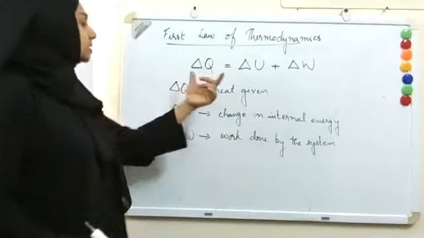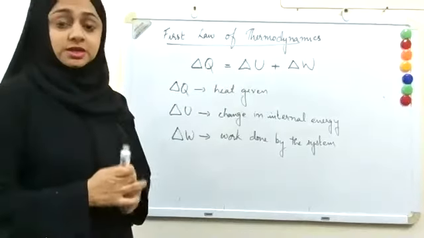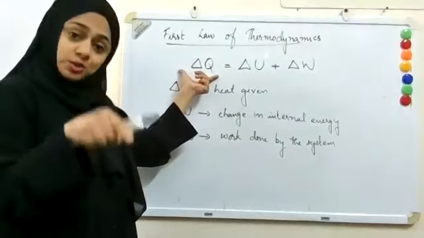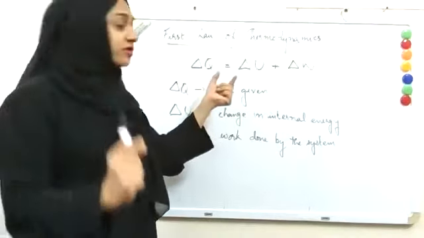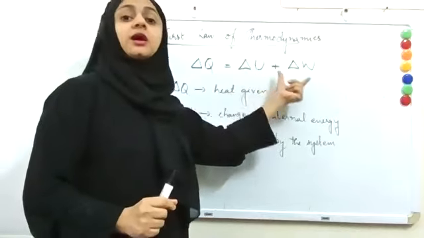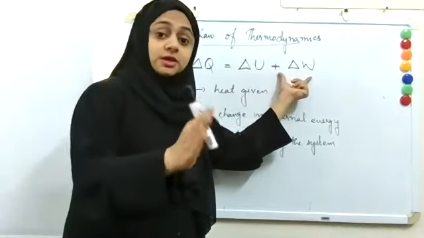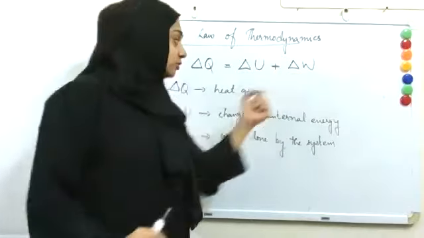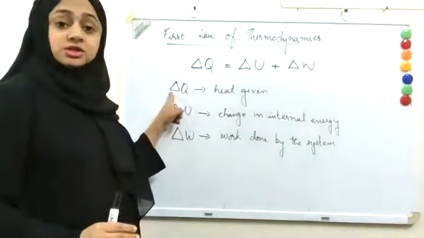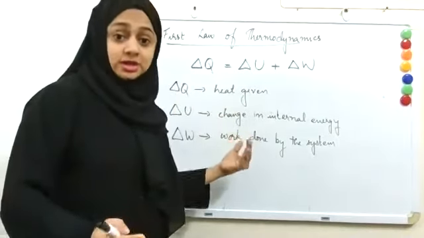So, this is the mathematical statement of the first law of thermodynamics. It states that if we give some heat energy to a system, a part of it is used to raise the internal energy and the other part is used to do work on the environment, means on its surroundings. And there are certain conditions where each of these quantities will be positive or negative.